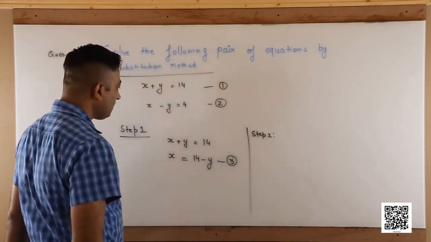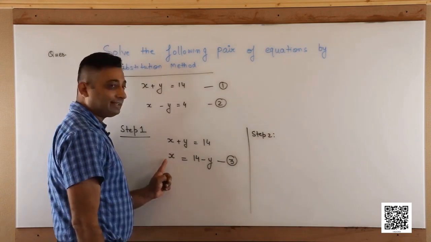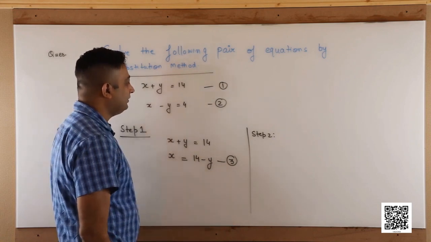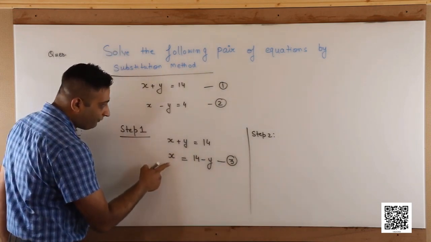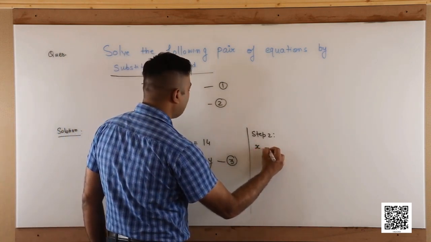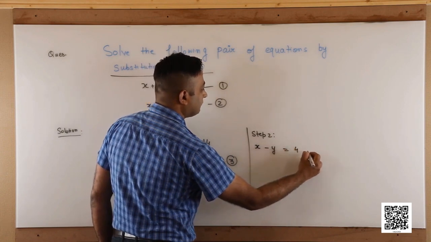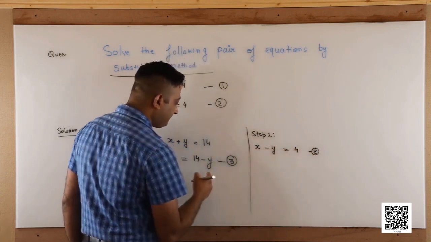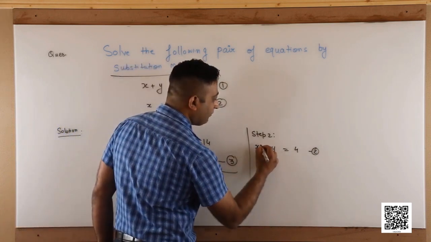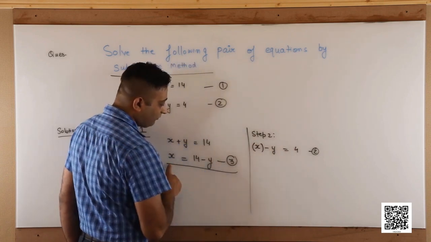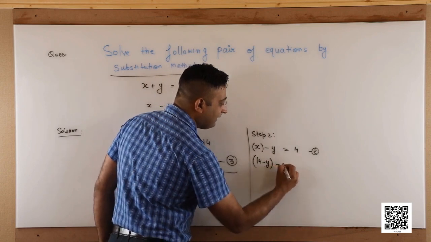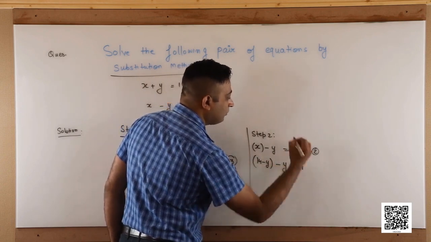Now let us discuss step number 2. In this, we will put the value of x found in equation number 3 in equation number 2, that is, substitute the value of x in equation number 2. So first of all we will write equation number 2 again. This was equation number 2. Now we will substitute the value of x from equation number 3. So x was 14 minus y. So here we will write 14 minus y and minus y equals 4.